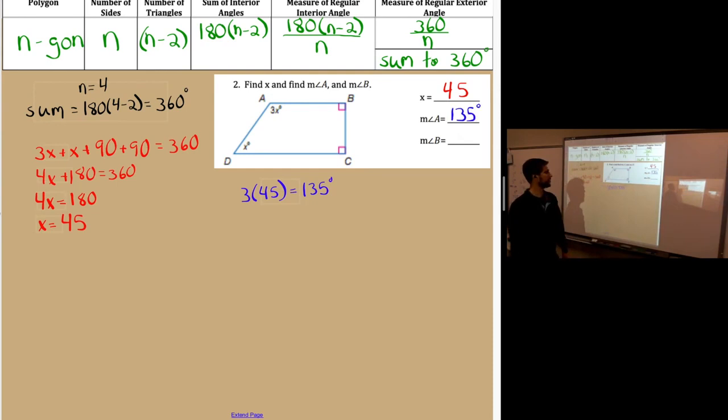Measure B, we just said that this symbol right here means it's a right angle. And a right angle is 90 degrees. That's it for number 2.